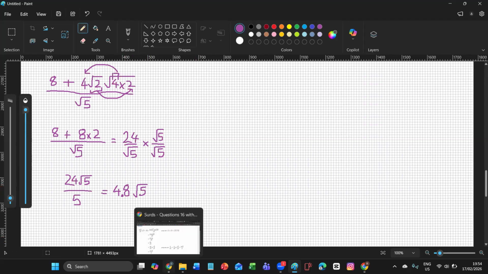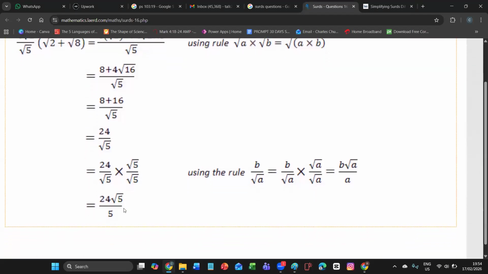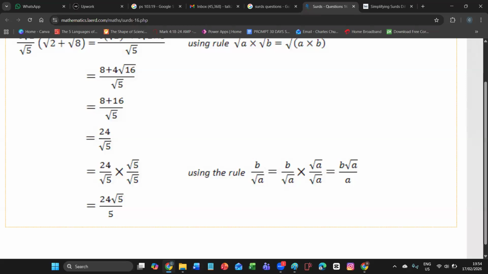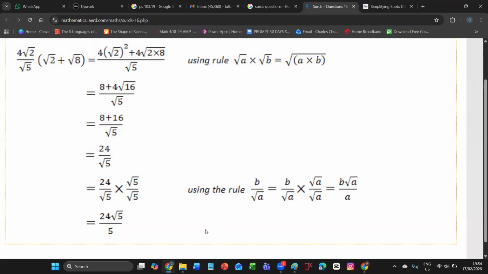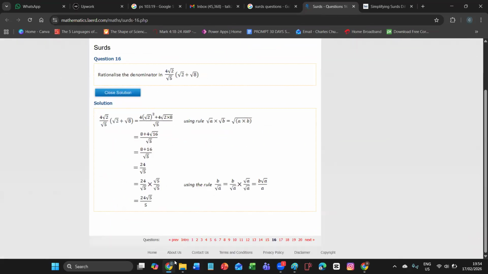Okay, so if you look at what they did, you see that they stopped at 24 surd 5 over 5. Like I said, I only pushed it further because some people may say, among the options, there's no one that says 24 surd 5 over 5. But you will see 4.8 times surd 5. So, anyone you see that you know is correct, that matches with it, please feel free to use it. Okay, so did you get that? Yes, sir. Okay. All right.